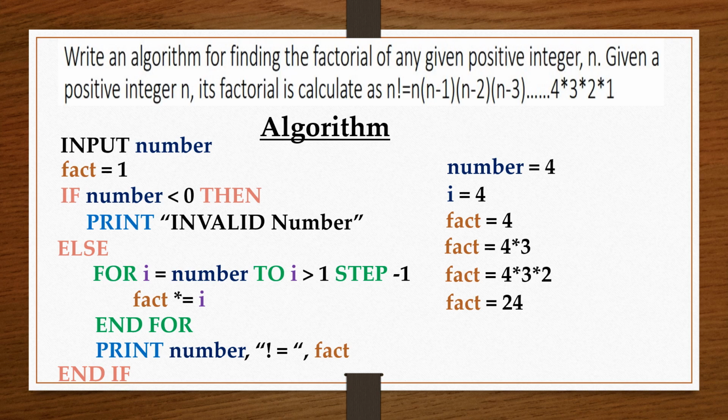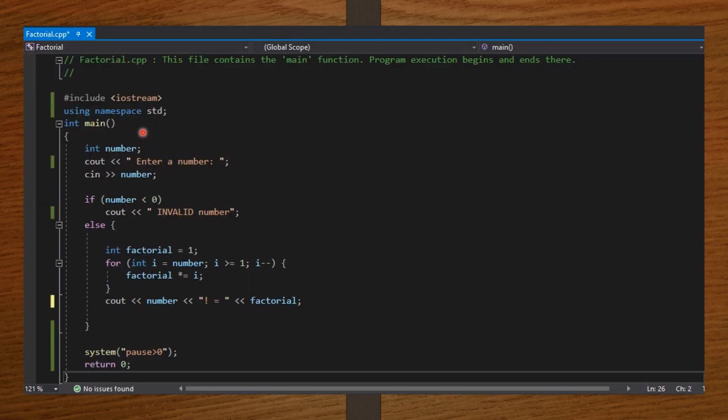Int number. So in the int main function, I declare the number to be an integer. And then I ask the user to enter the number. Let's see if the number is less than 0, it's invalid. It should display that it is invalid. Else, int factorial equals 1. So the fact, I initialize it to be 1. Then I set the for loop, which is going to compute the factorial.